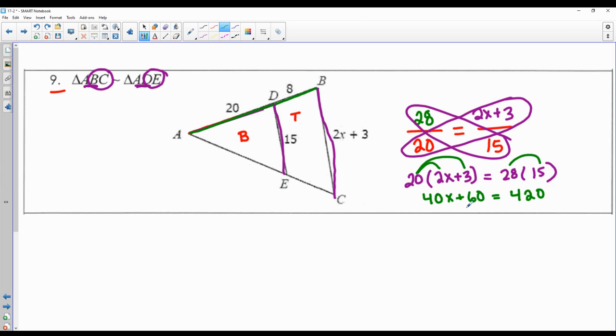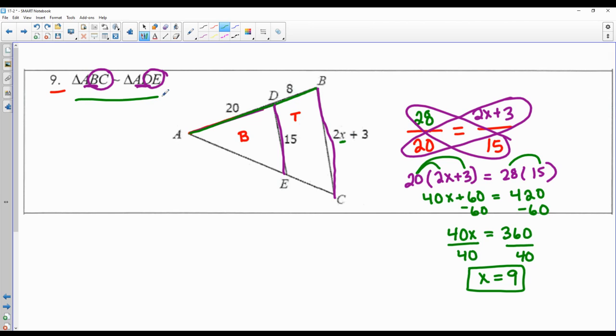And then go ahead and solve for x. So let's subtract our 60 from both sides to get x's by themselves. So I just have the 40x on the left. 420 minus 60 is going to give us 360 right there. And then again, we just want the 1x, so divide by 40, and x is equal to 9. So that x is going to be equal to 9 in order for those triangles to be similar. All right, hope that one helped too.